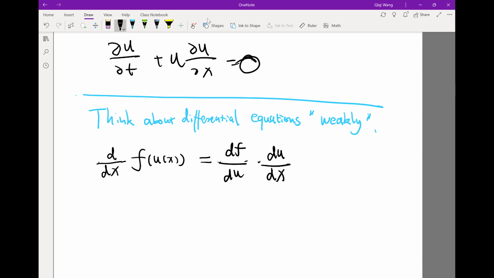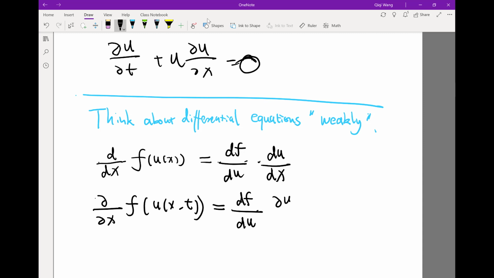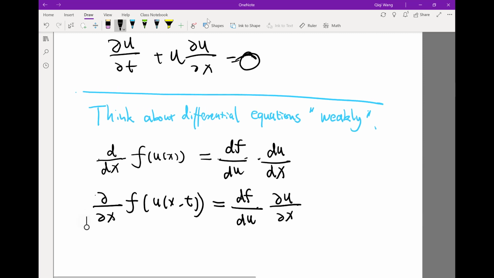Now, one thing I want to say is that it doesn't make any difference if u is just a function of x or a function of x and something else. If u is a function of x and t, then f as a function of u is also a function of x and t. Then the partial derivative of f is the same: it's df/du times partial u partial x. In this context, it doesn't make any difference.